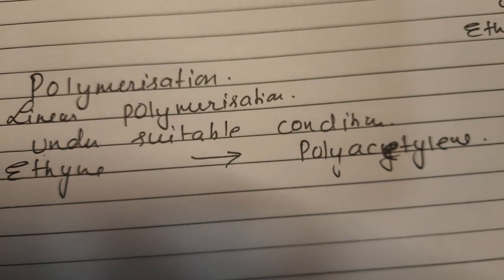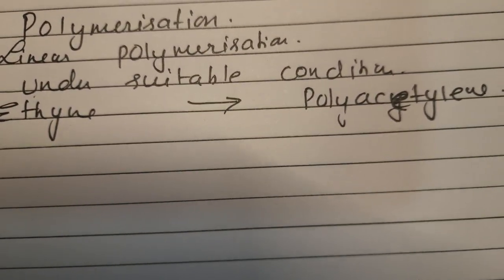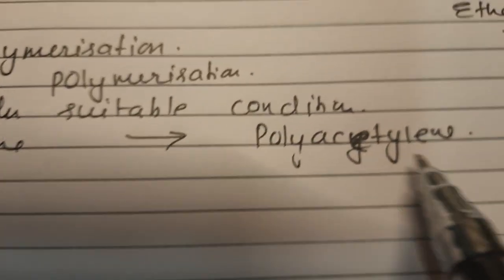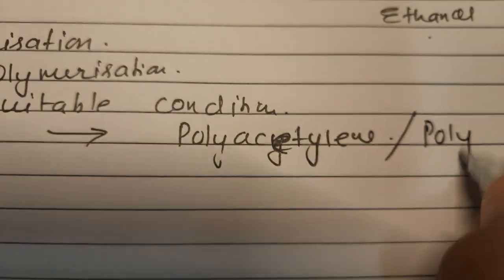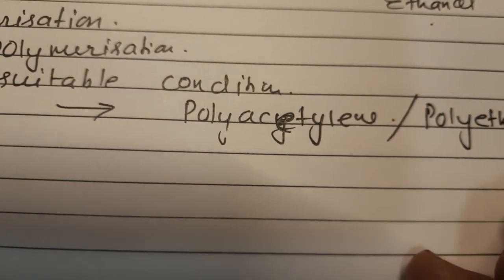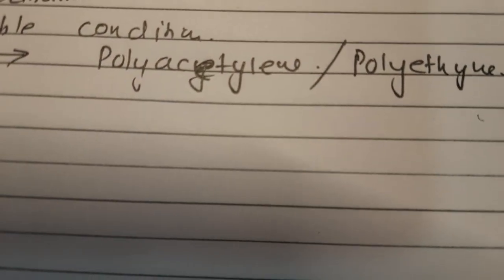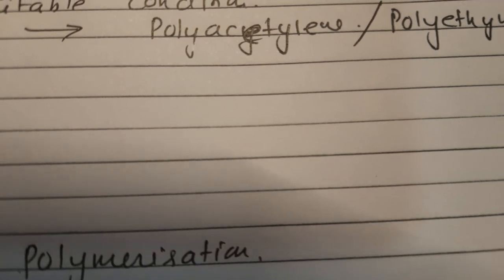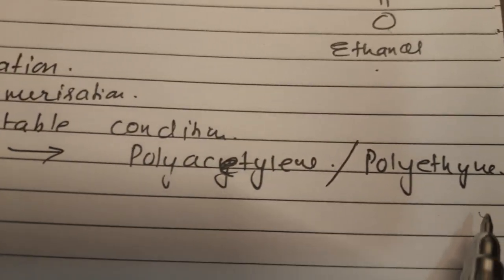Okay, and polyethylene can also be formed, which is a high molecular weight compound. Polyacetylene is also called polyethylene. It contains repeated units of CH, CH, CH double bond CH, and so under special conditions this polyethylene is obtained.